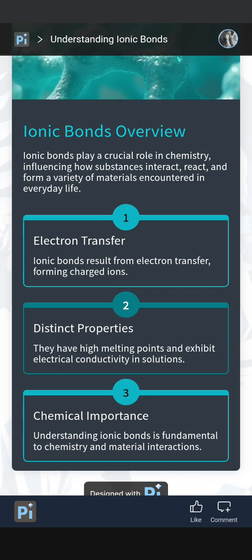Now we are going to take a final overview of ionic compounds. So first, they are made from electron transference. Second, they have high melting and boiling points and solubility in water, plus electrical conductivity in solution and in the molten state. Third is chemical importance. They are very important in chemistry and material interactions.